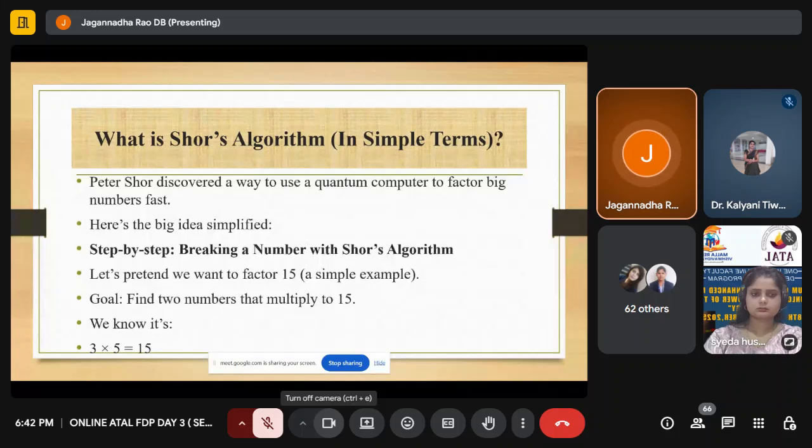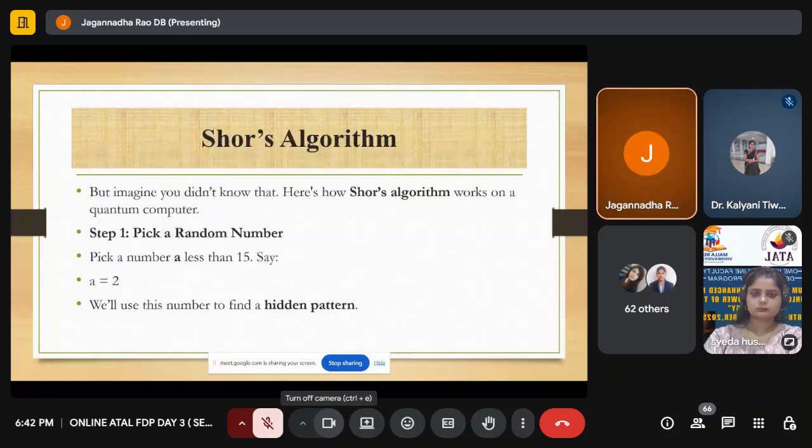Now, the goal is to find two numbers that multiply to 15. So already we know 3 into 5 is 15. But imagine you don't know the factors. So here I am using Shor's algorithm, which works on a quantum computer.